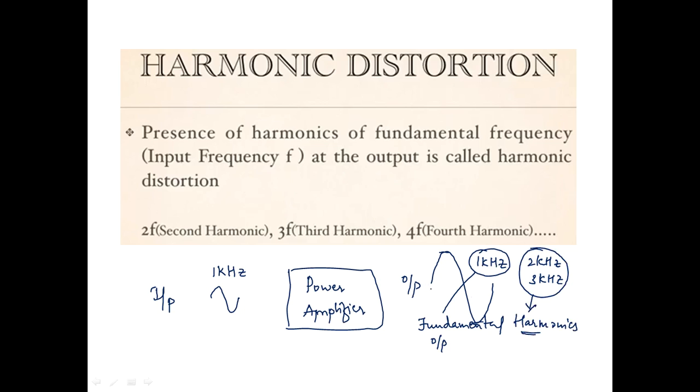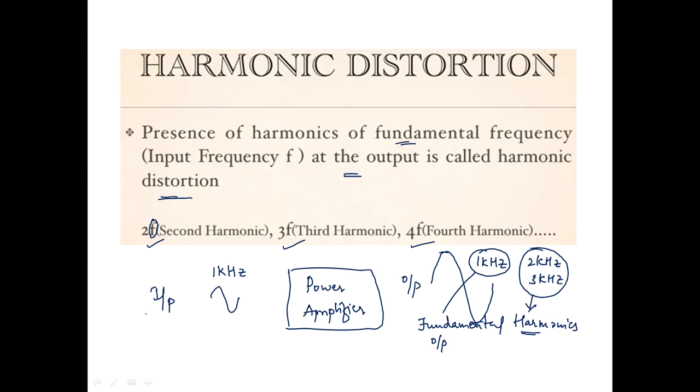With respect to application, harmonics may be good or sometimes they may be bad. It all goes with the end user application. So controlling the harmonics is itself a new thing in power amplifiers. The presence of harmonics of the fundamental frequency at the output is called harmonic distortion. If f is the original fundamental frequency, the second harmonic will be 2f, third harmonic 3f, fourth will be 4f. In this way n number of harmonics may appear.